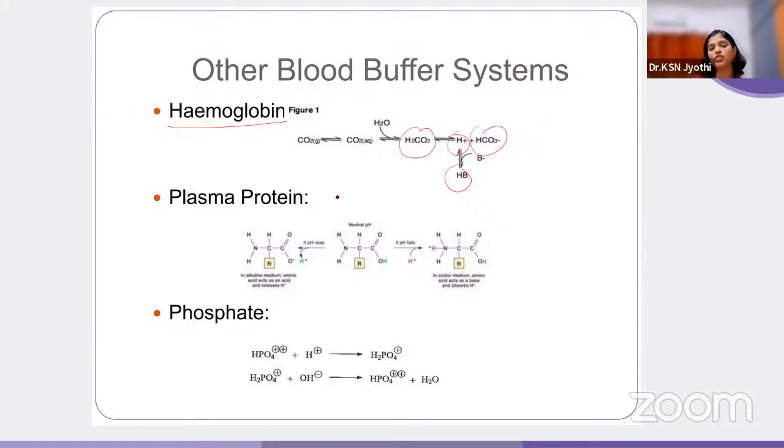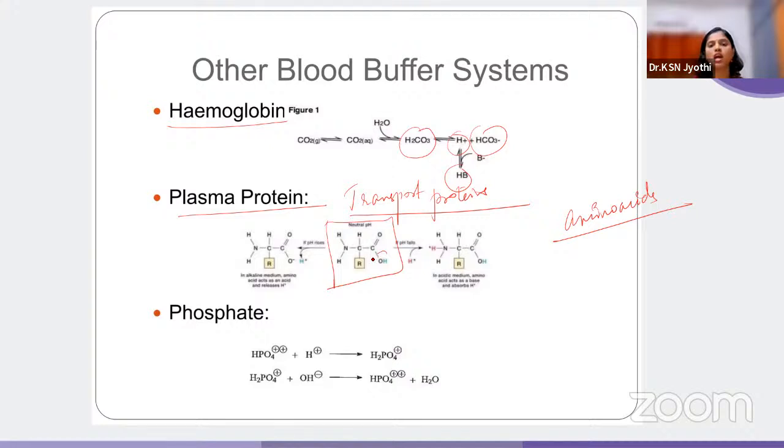Then, as I said, your plasma proteins also play a role, because plasma proteins are very important transport proteins. They are associated with transporting a lot of important substances inside the body. These proteins have amino acids. And when you look at the structure of an amino acid at a neutral pH, the carboxylic group will have lost its H plus and the NH will be in a positive condition. So the overall charge on the amino acid at a neutral pH is 0. That's why we generally call them neutral amino acids.